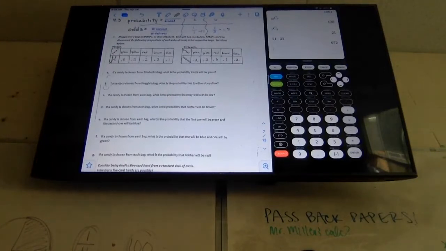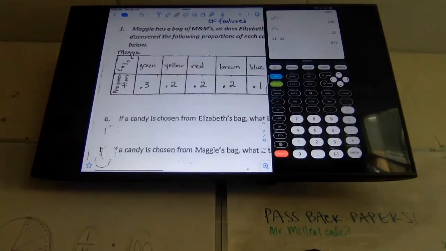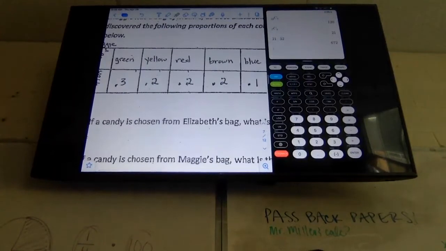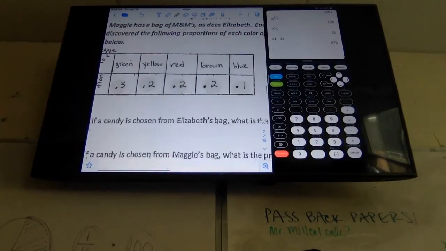And we have a chart here now. So what this is saying is that of all of her M&Ms, 0.3 of them are green, 0.2 are yellow, 0.2 are red, 0.2 are brown, and then 0.1 is blue. How many is that all together? It would be 1. If they didn't have decimals, it would be 10. But since I do have decimals, it's 1.